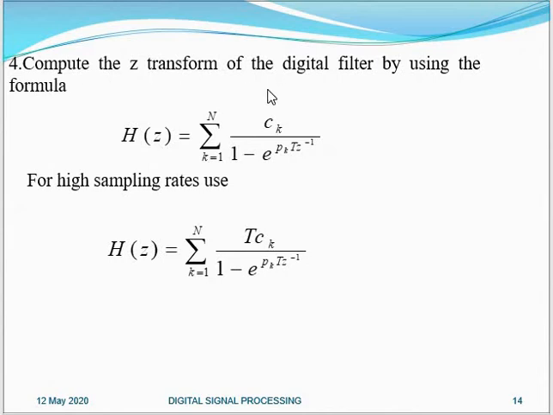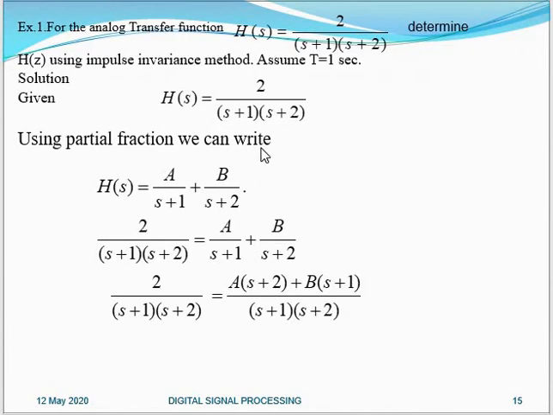Compute the Z transform. Now check, whenever you are getting the poles in the S domain, you yourselves are mapping them in the Z domain, and now you are creating the Z transform of the digital filter using this formula. We get this formula, or we have evaluated this formula just now. And for a high sampling rate we have evaluated T, so for a high sampling rate just multiply T with this. So let's go for an example.